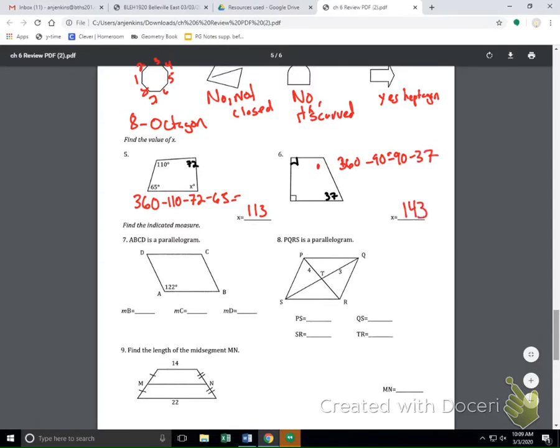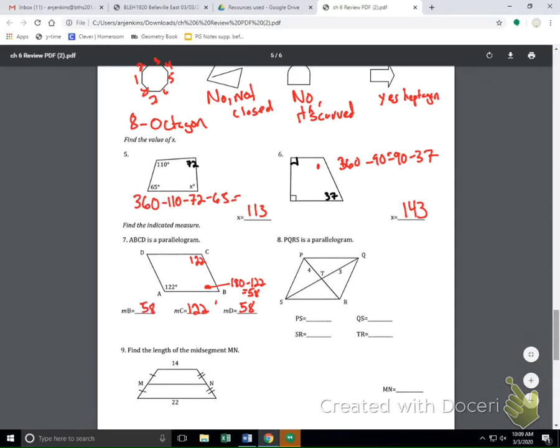143. Okay, the next one tells you it's a parallelogram. Remember, in parallelograms, opposite angles are congruent. So that means 122 for angle C. And then you know consecutive angles are supplementary, so 180 minus 122. What's 180 minus 122? A little less than that, but you're close. 58. So 58, and you know opposite angles here, again, congruent.